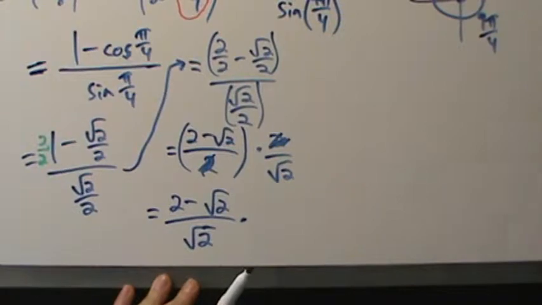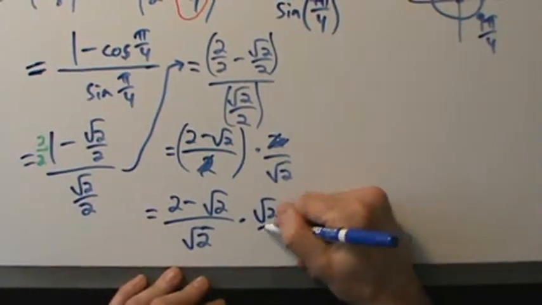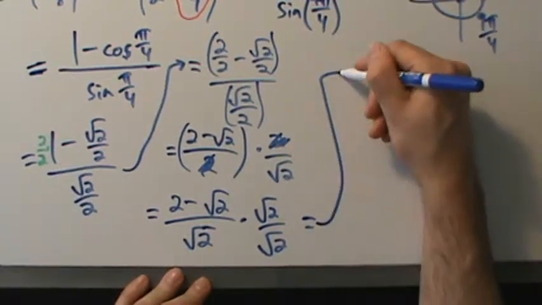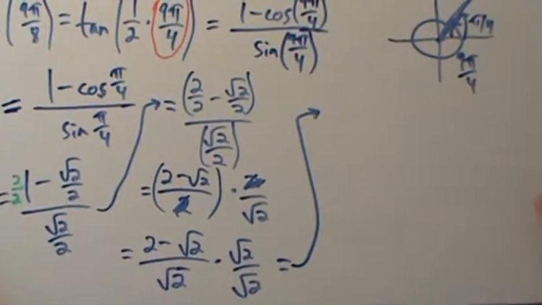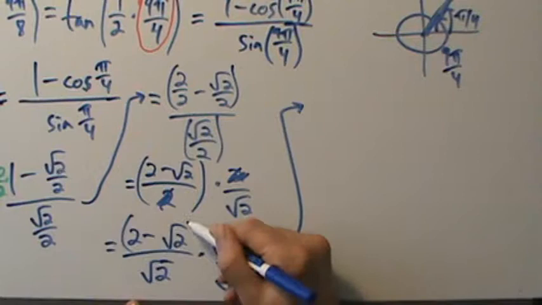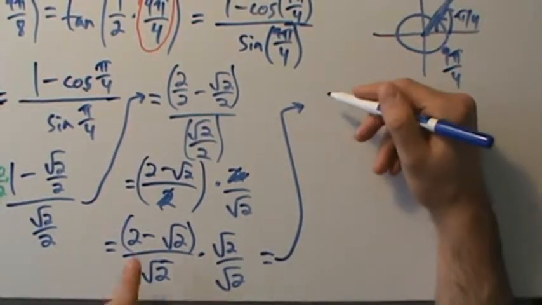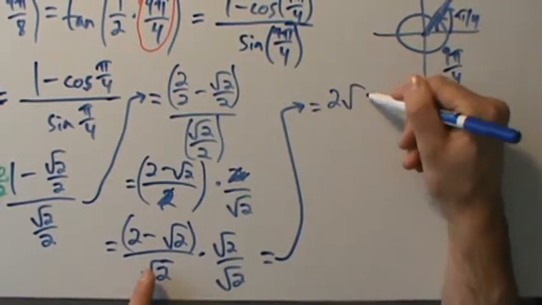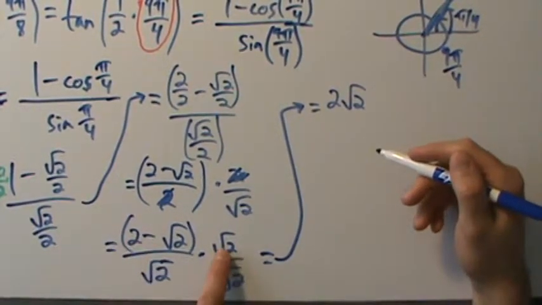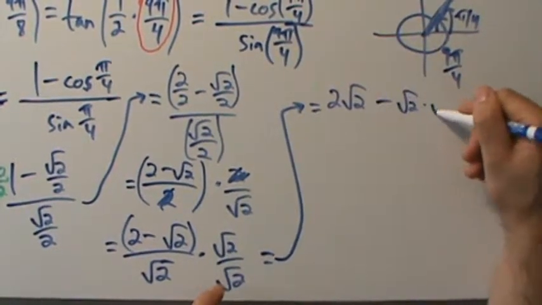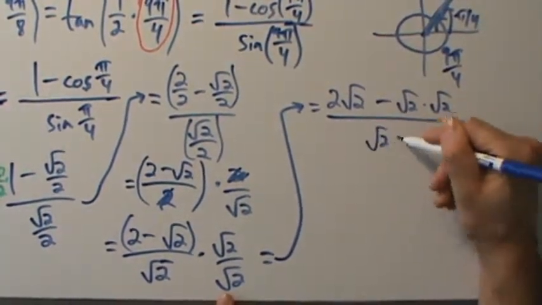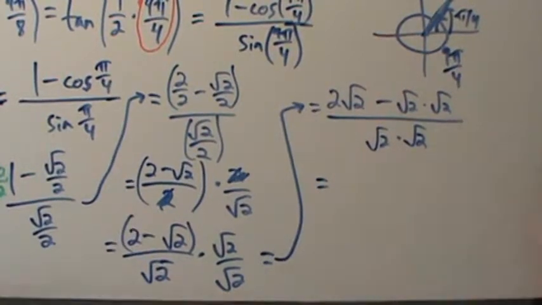But anyway, if we want to rationalize the denominator, we'll multiply by root 2 over root 2, and we have to be kind of careful here. We want to distribute on the top. If we distribute, then what we have is 2 times root 2, and then minus root 2 times root 2. And on the bottom we have root 2 times root 2. We'll show all the details here.